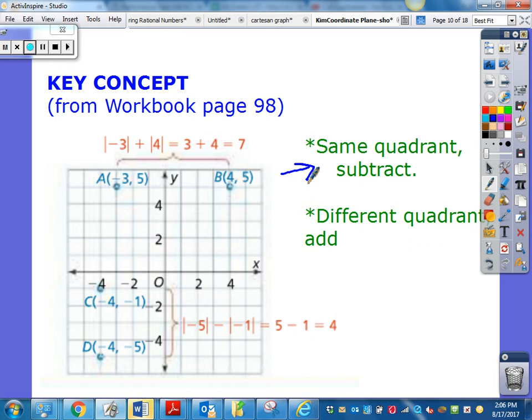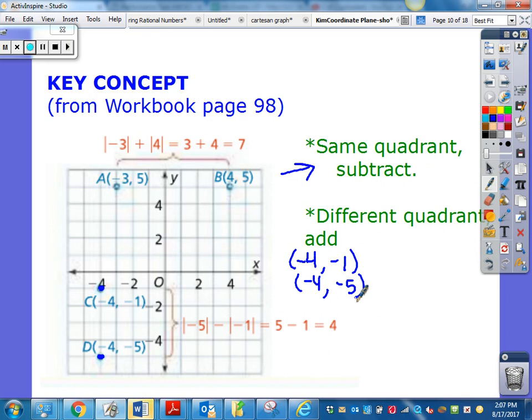You need to subtract the values that are different. So here's a picture of the example down here. Both point C and point D are in quadrant 3. I know that they're both in quadrant 3 because they're on the graph. But let's look at the points. Point C is at -4, -1. Point D is at -4, -5. What I can look at with those coordinates is both of them have a negative x coordinate and a negative y coordinate. That's how I know they're in the same quadrant.